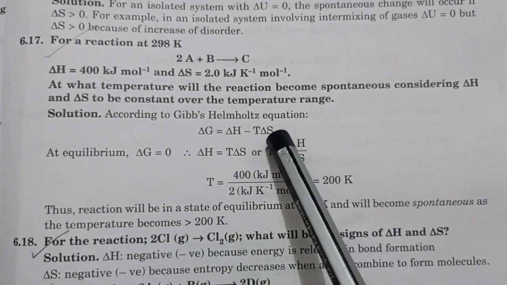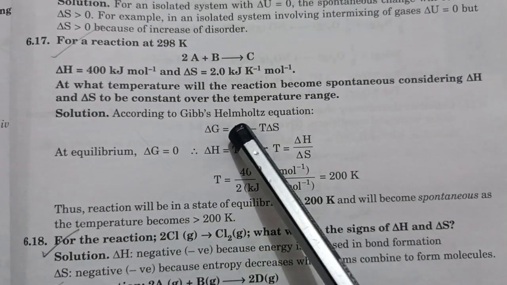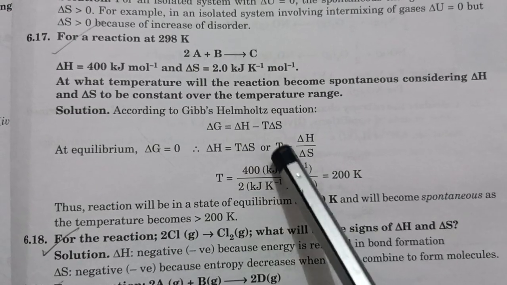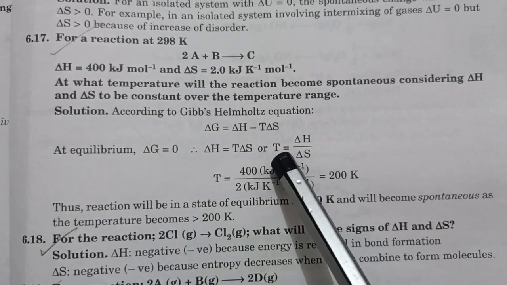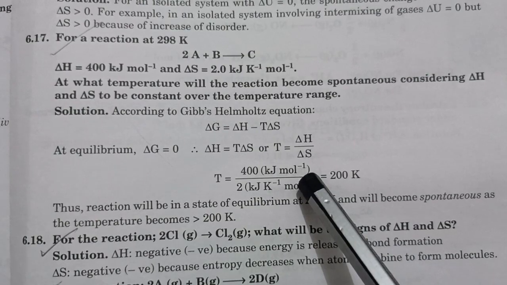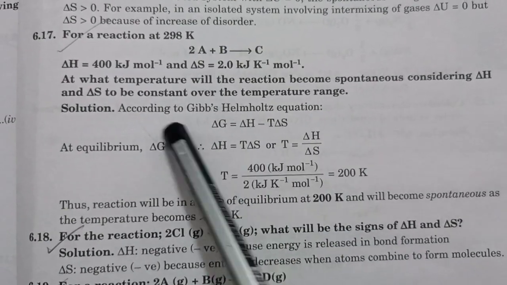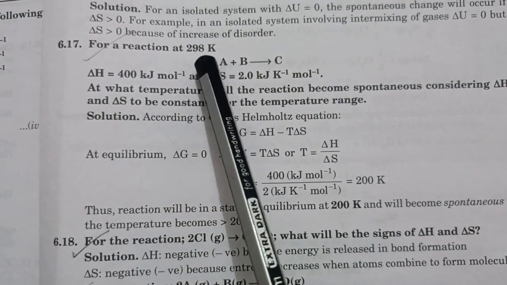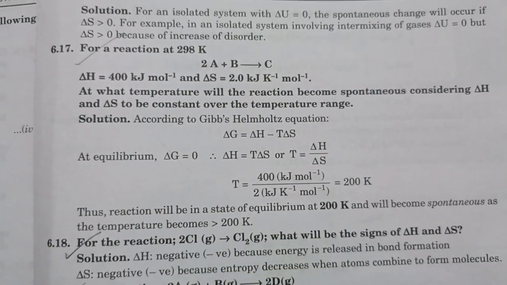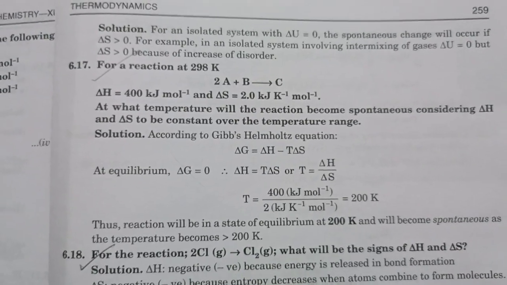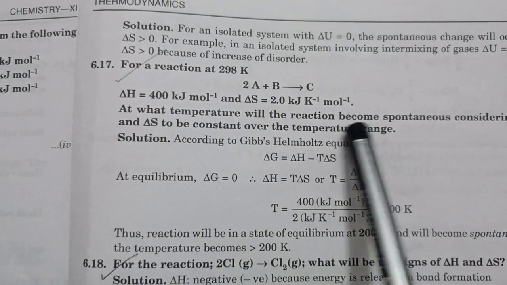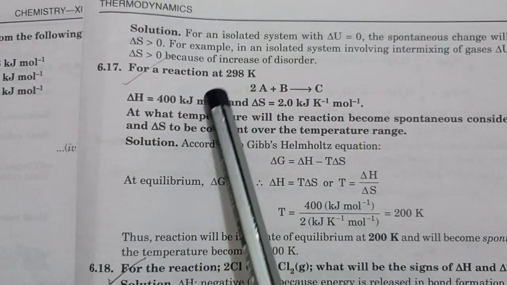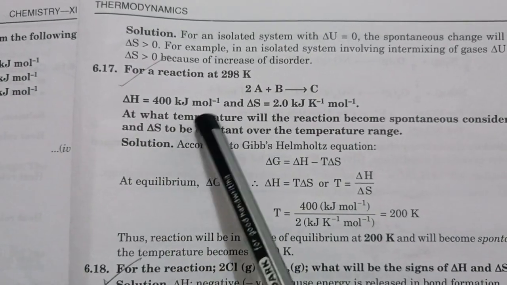Delta H and delta S remain constant as the temperature changes. So we have to calculate the temperature at which the reaction becomes spontaneous. So what is given in the question? For the reaction, the reaction is 2A plus B gives C. So the entropy change is given and the enthalpy change is given.